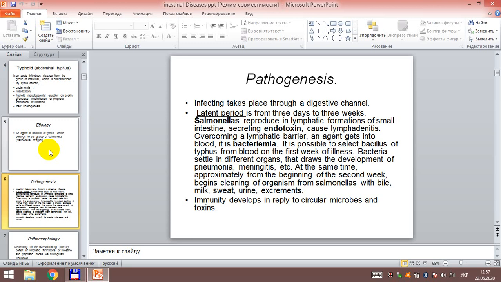It is bacteremia. It is possible to isolate the bacillus of typhus from blood in the first week of illness. Bacteria settle in different organs, which causes the development of pneumonia, meningitis, etc. At the same time, approximately from the beginning of the second week, cleaning of the organism from salmonellas begins with bile, milk, sweat, urine, excrements. Immunity develops in reply to circulating microbes and toxins.